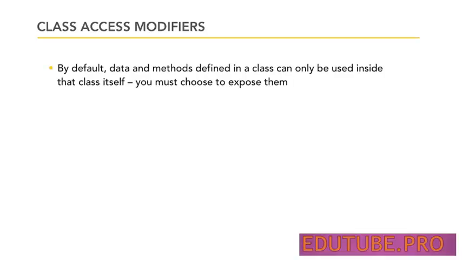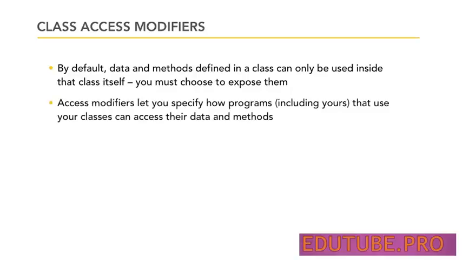So by default, when you define data and methods in your class, those data fields and methods can only be used inside of that class itself. You have to choose to expose them to other code that's going to consume your classes. And this is what access modifiers let you do. They let you specify how programs, including your own, that use your classes can access their data and their methods. So let's take a look at how this works.